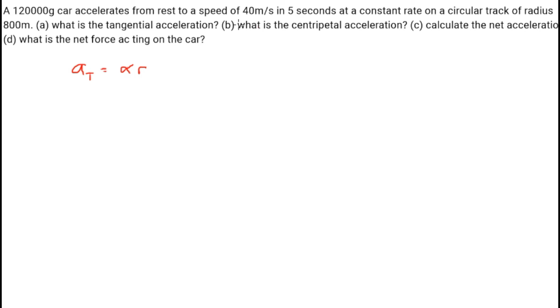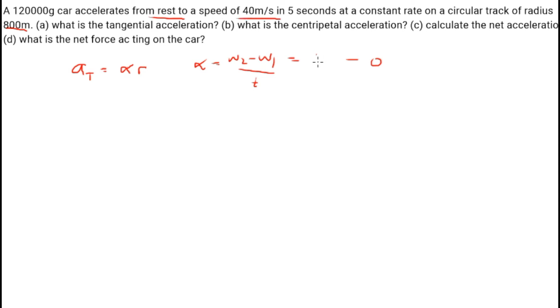Okay, let's see, the radius is given as 800 meter, and then we can find the angular acceleration, which is omega 2 minus omega 1 upon t. Omega 2 is supposed to be the final angular speed. The question says the object accelerates from a point of rest, that means omega 1 is actually 0, to a speed of 40 meter per second.